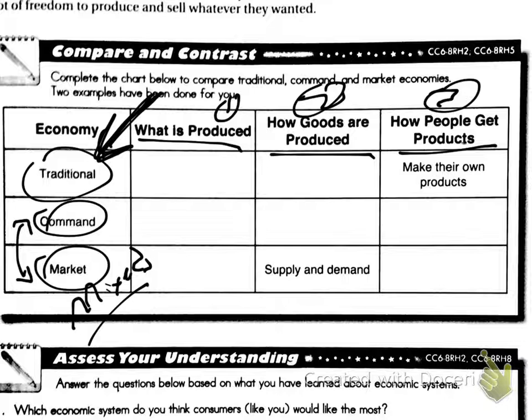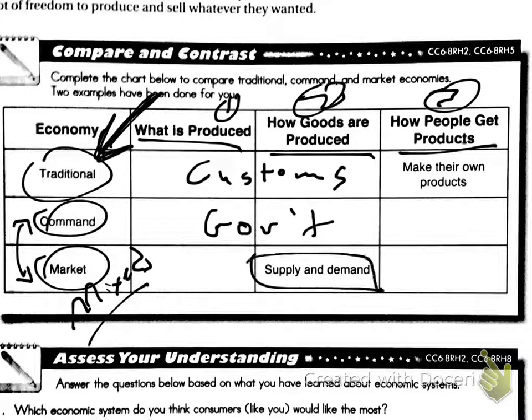So in a traditional type of economy, you've got customs that answer those questions, whatever's passed down from one generation to the next. In a command type of economy, you've got the government that answers those questions. And in a market, you have supply and demand and buyers and sellers that help to answer these questions.